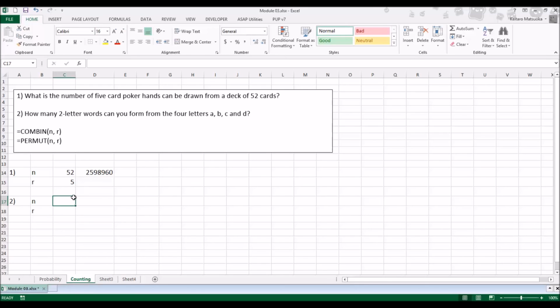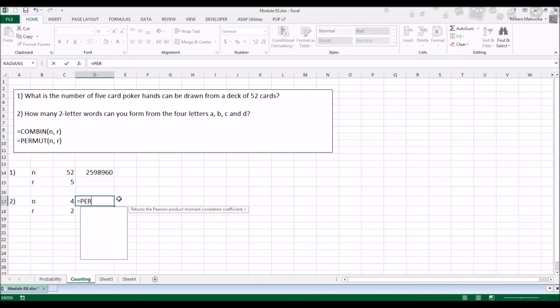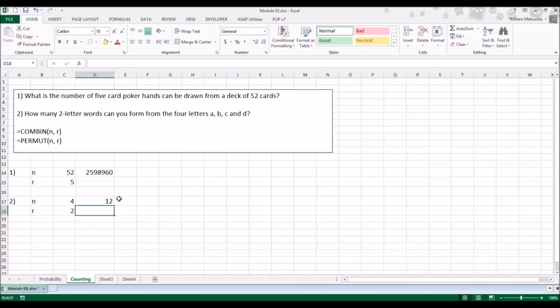So the N in this case will be 4 because we're looking at 4 letters. And number chosen will be 2 letters. So I'm going to do permutation, P-E-R-M-U-T. Number will be 4, and then 2. So if I have 4 letters and I want to create 2-letter words, there are going to be 12 of them. So this concludes module 3.